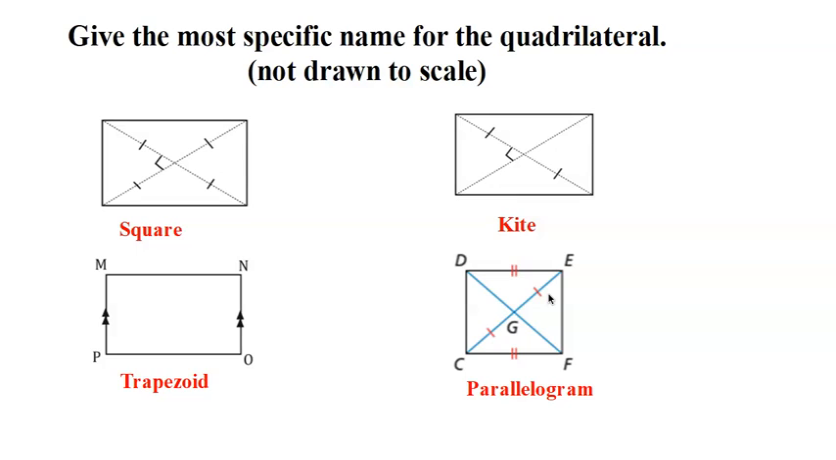Can we go more specific and say rectangle? No, because we don't know the diagonals are congruent. We don't know that we have right angles. Can we say rhombus? No, because we don't know that the diagonals are perpendicular, and we don't know if DC is congruent to EF. So we can't say a rhombus either. All we know is that it is definitely a parallelogram, but that's all we got.